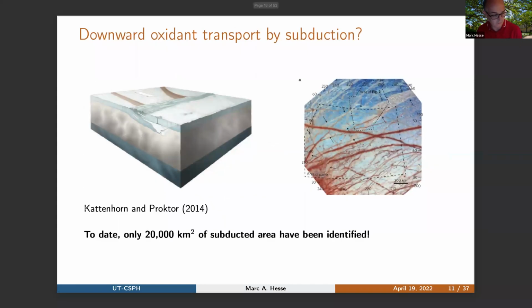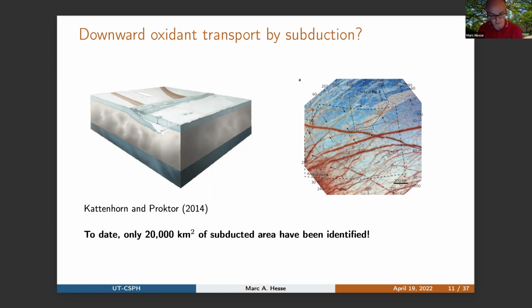So there's a famous, well-cited paper by Simon Kattenhorn and Proctor, where they've identified, somewhere in this little dashed area, a region where you can make a very good geological argument that something has been shoved on top of something else. That's fantastic, really great detective work. But the fact is that this is only a very small area. So yes, we found something being subducted somewhere, but it's clearly not something that jumps out as a primary mechanism operating on Europa's ice shell.